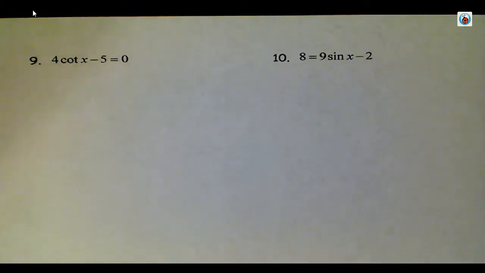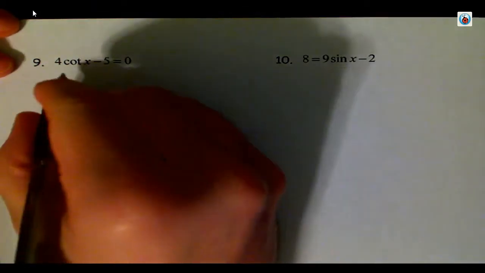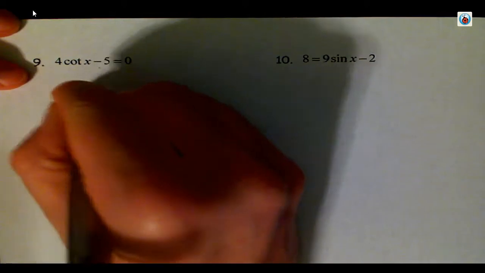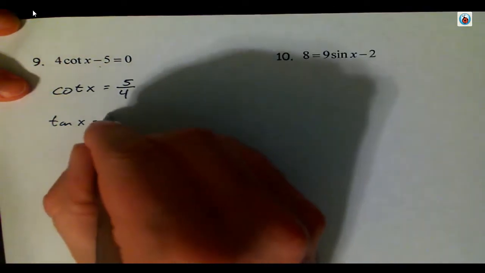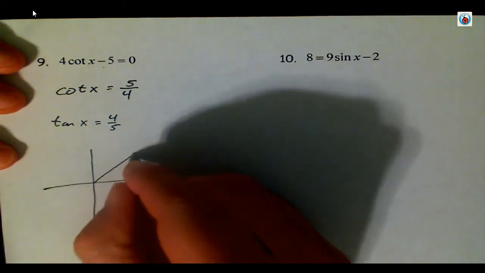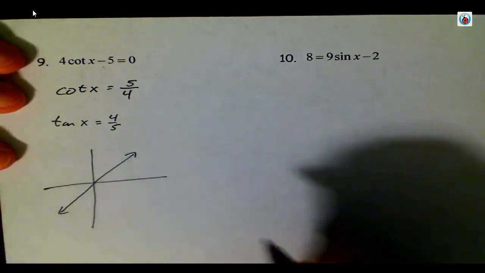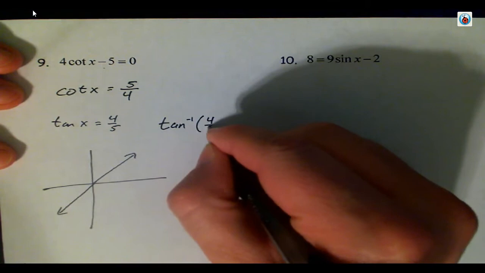Alright, last two questions of the day, guys. Get cotangent by itself. Move the 5 over, divide by 4. So cotangent of x equals 5 over 4. You need to switch this to tangent, so tan of x equals 4 over 5. This is a positive value, so whenever I draw my graph, positive tangent is in the first and third quadrants. I need to take the inverse to help myself out. So tan inverse of 4 over 5.